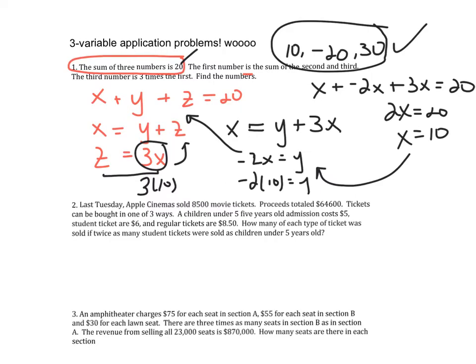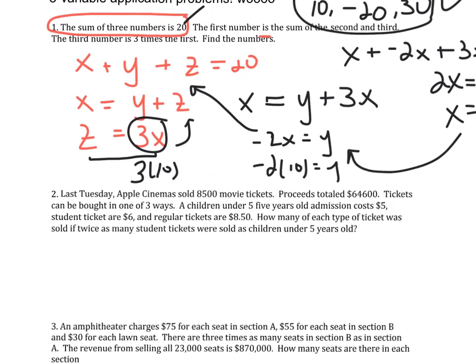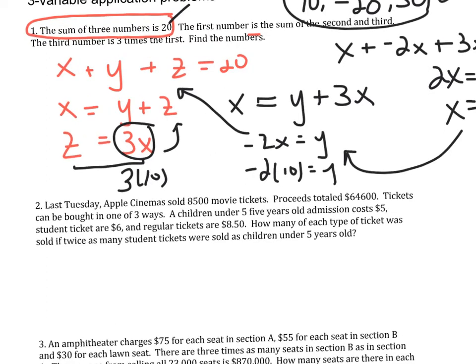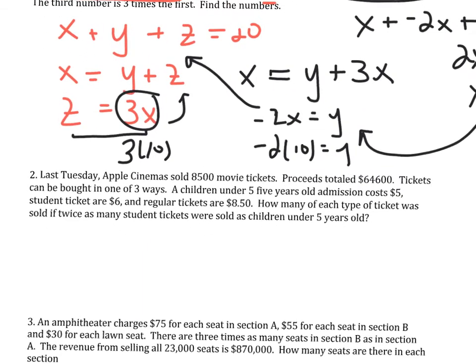All right, for the second one. Last Tuesday, Apple Cinemas sold 8,500 movie tickets. I think that's the new name. Used to be Hoyt's, right? Obviously, that's not true right now because sadly we can't go to the movies. Proceeds totaled $64,600. Tickets can be bought in one of three ways.